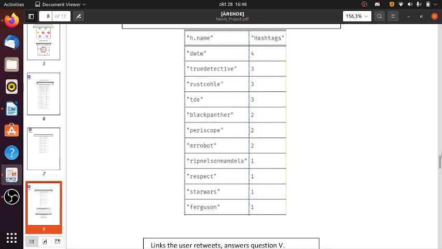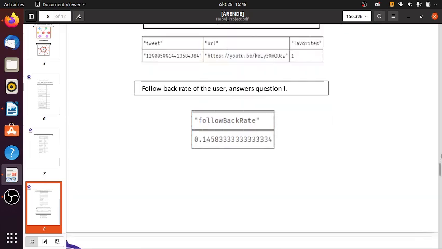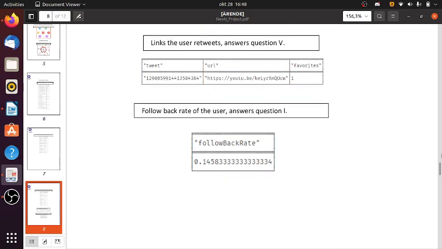Then you see the user and the specific hashtag. If you go down a little bit, this is the links the user retweets, and this also answers question 5. You can see that the user retweets a YouTube link, and if you click the link we will go to the YouTube site, but we will not show that now. And the other table shows the following back rate of the user, so that answers the first question.